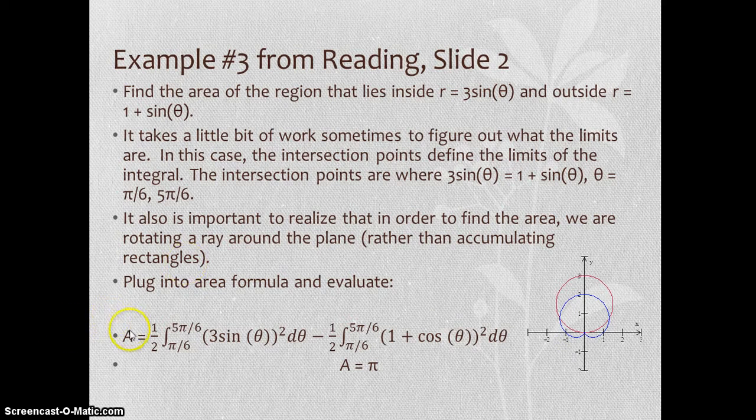So we plug it into the area formula and evaluate. Area is equal to 1/2 times the integral from pi over 6 to 5 pi over 6 of (3 sine theta) squared d theta, and plug in 1 plus sine theta as well. Just like with any other areas, we're going to subtract the outer area minus the inner area. It just looks a little bit different because we're squaring, and that's just because of the polar formula. So the area ends up being pi.